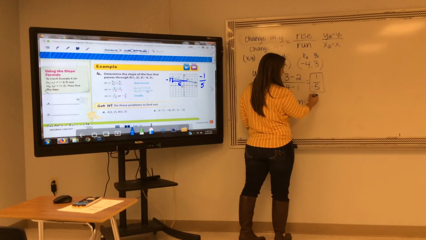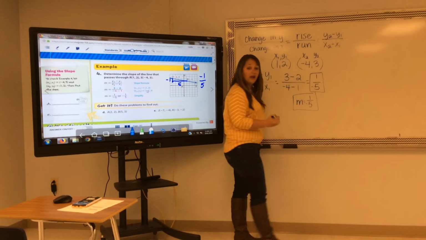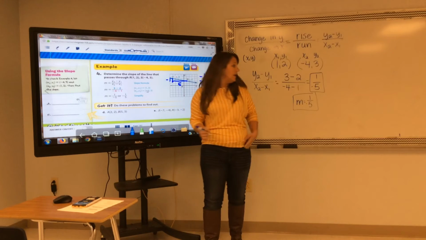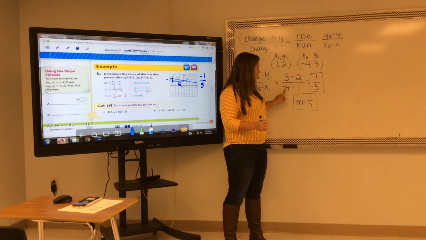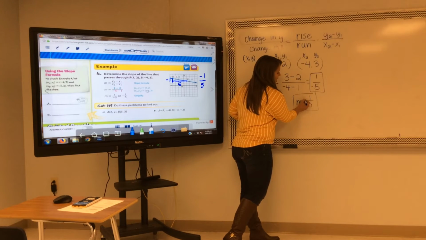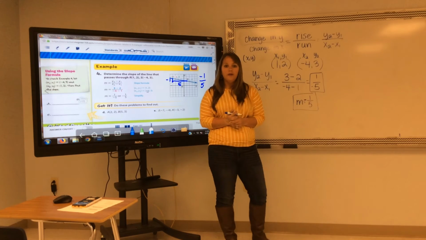Sorry, negative 1/5. And your calculator will do that right there for you. Okay? Because 3 minus 2 is 1, and negative 4 minus 1 is negative 5. So my m is equal to a negative 1/5. Okay.